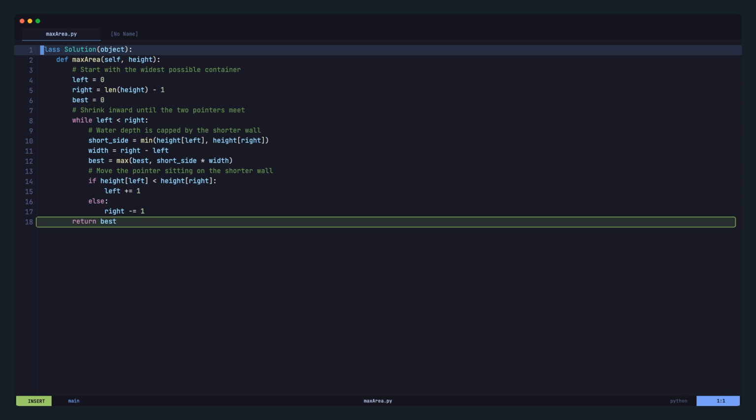And that's the pattern. Start wide, always move the weaker side, never look back. 2 pointers turn billions of checks into 1 clean walk.